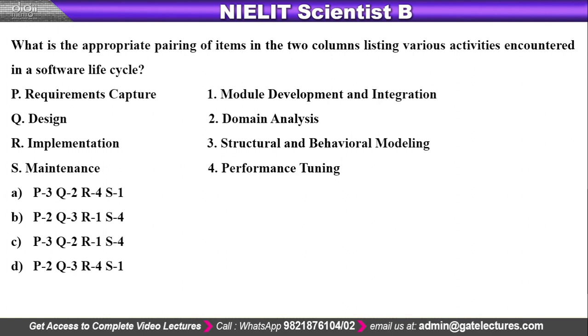What is the appropriate pairing of items in the two columns listing various activities encountered in a software life cycle? So there are some activities of the software life cycle: requirement capture, design, implementation, maintenance. They're asking you which part you can link each one to. So this is a question from software engineering. Very easy.